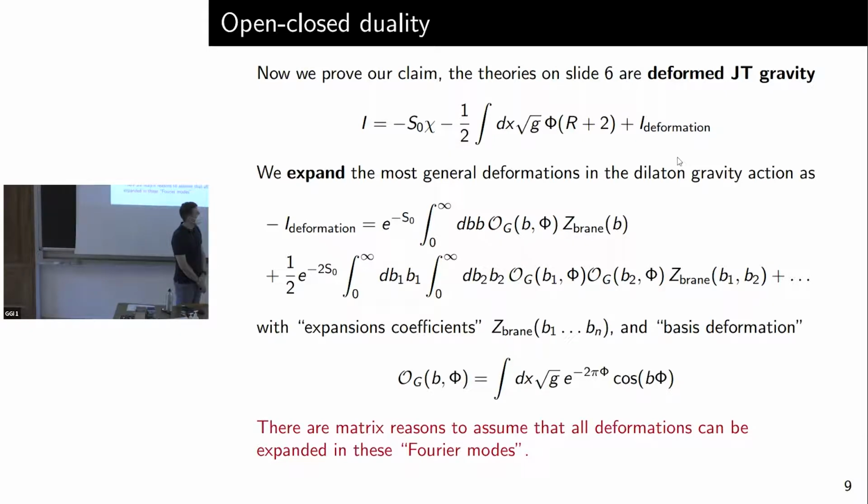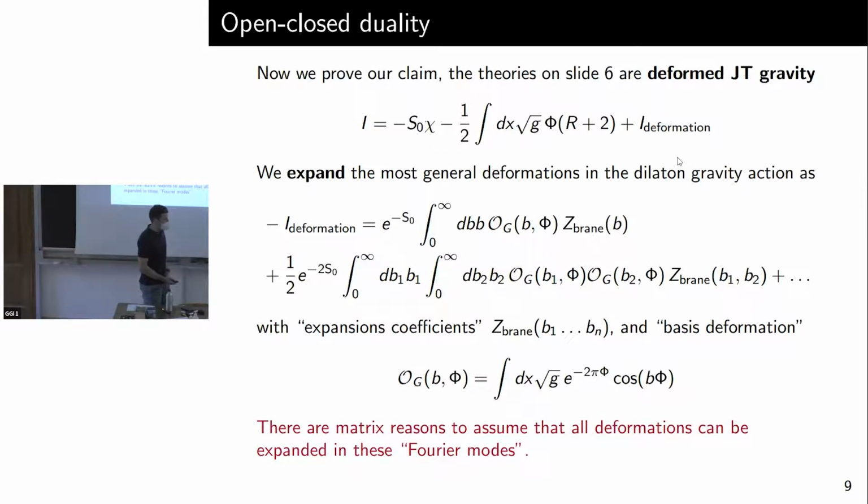The left-hand side should be e to the minus the deformation. And I expand out the exponential and I get all these terms with different interaction vertices. And the OGs you should view as interaction vertices in this picture. The expansion coefficients, which we call Z brains, are the numbers that I put in my action. And then we have these interaction vertices or basis deformations of the action, which are these cosines. So they're the Fourier modes in some sense of the dilaton.